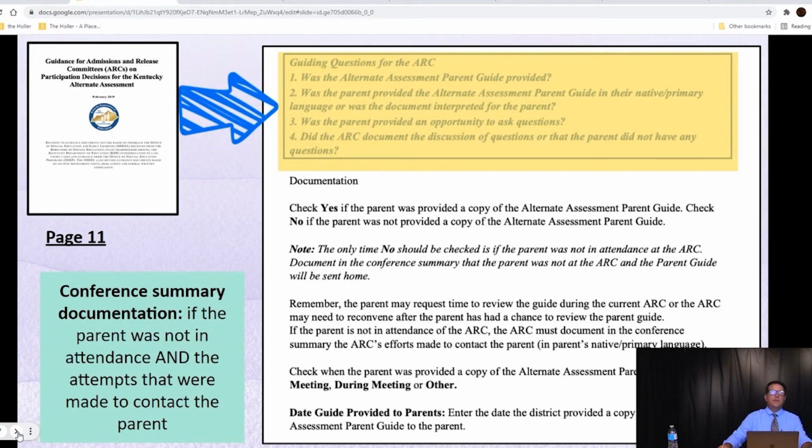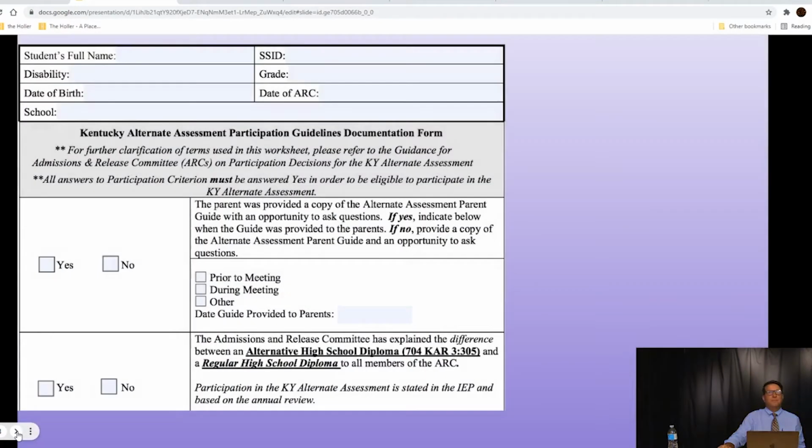So here's another good piece to consider. This is what we do if the parent was not in attendance, and the attempts that were made to contact the parent. So certainly that's something we want to really consider as we move through, and we want to make sure that we capture how we made contact with the parent, how we got these questions answered, and how we made sure that they got a parent guide before we moved on. If they had questions, those were considered, and that kind of thing.